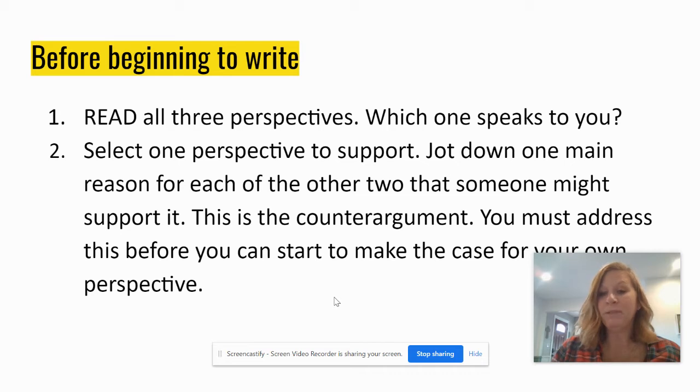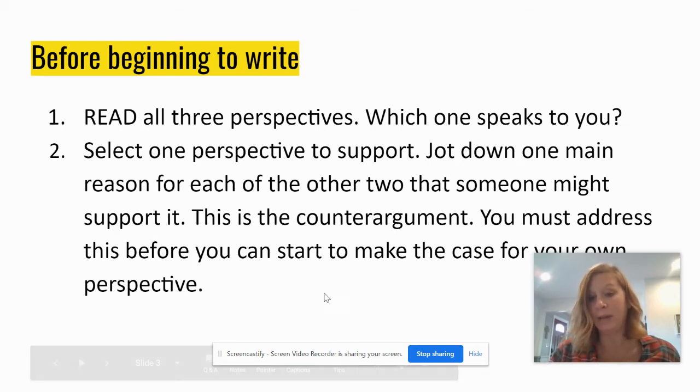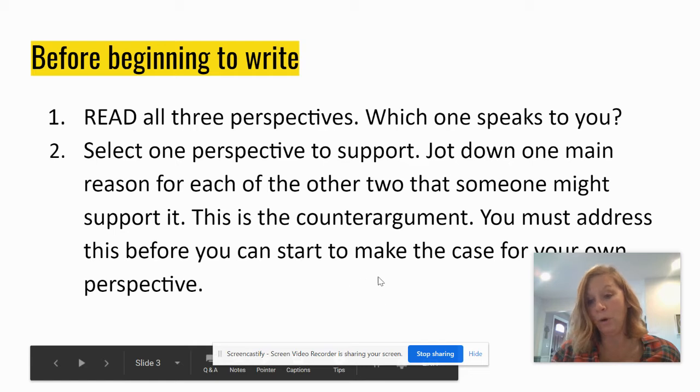Select one perspective, then jot down the main reason for each of the other two that someone might support it. So there will be somebody who wants to choose the other side. So think about, play devil's advocate for just a moment and think about why would they pick that side? That's what you need to address. You need to tell the reader why that other side is wrong. Okay. And you have to do it for both of the two perspectives that remain. Okay. Before you can start building up your own argument, you have to tell me why the other side is wrong.